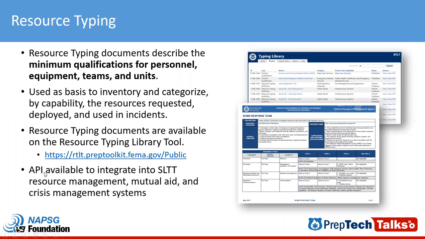And there's also an API available, that's an application programming interface, and we'll talk about that in a couple minutes, that does use open information sharing standards that you can actually integrate into your resource management, mutual aid, and crisis management systems to help achieve better interoperability with those NIMS resource typing definitions.